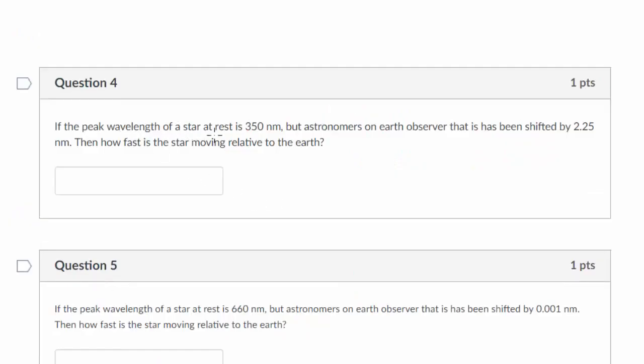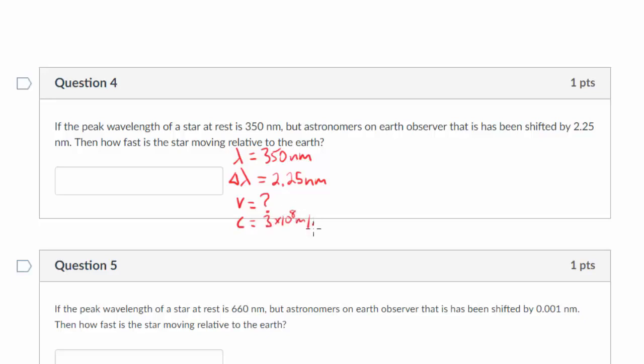Okay, if the peak wavelength of a star at rest is 350 nanometers, but astronomers on Earth observe that it has shifted by 2.25 nanometers, then how fast is it moving? So what are we given here? It looks like we're being told that lambda, the rest wavelength, is 350 nanometers. And then we're being told that it's shifted, delta lambda, by 2.25 nanometers. And what we're being asked to find is the velocity. And of course we still know that c is 3 times 10 to the 8.